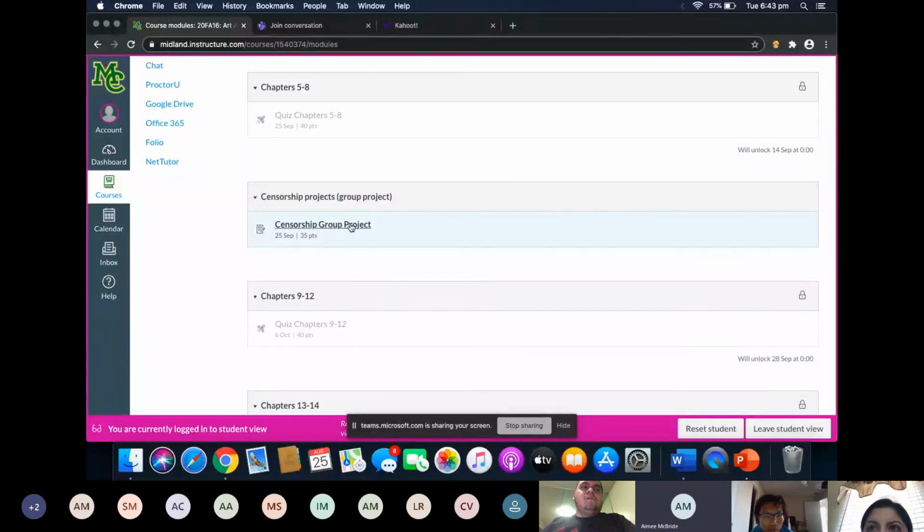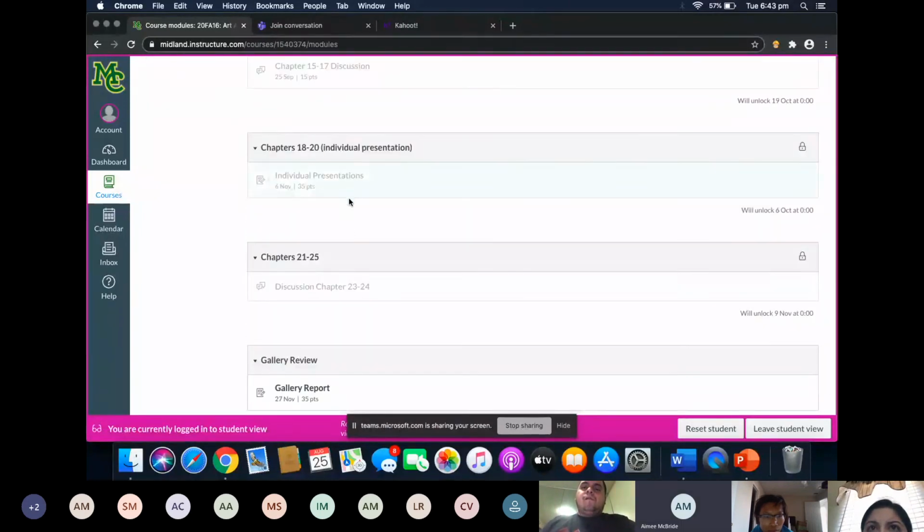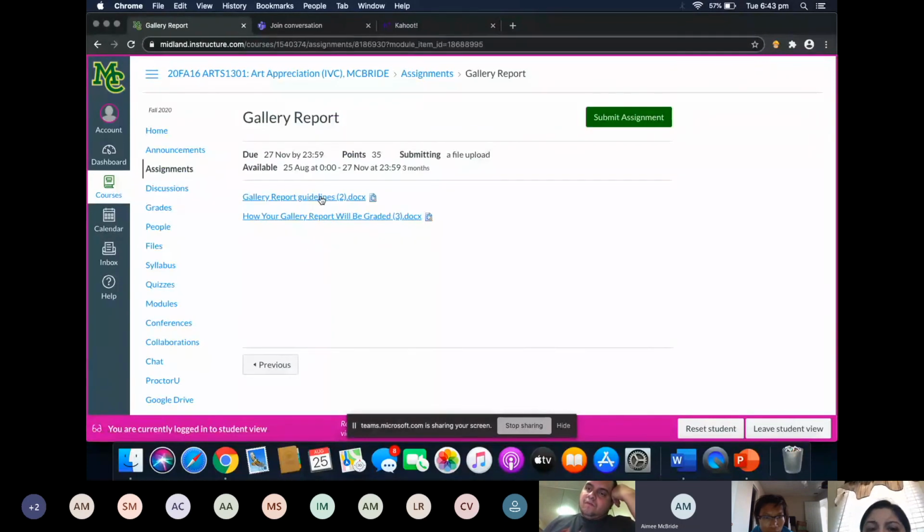Your censorship group project outline is already on there. I guess I didn't put the individual presentation. I need to put that one in. And your gallery report, most of you guys are really interested in your gallery report. So the guidelines and how it will be graded are already under that. And you can technically already submit that if you finish it early. So that's fine.